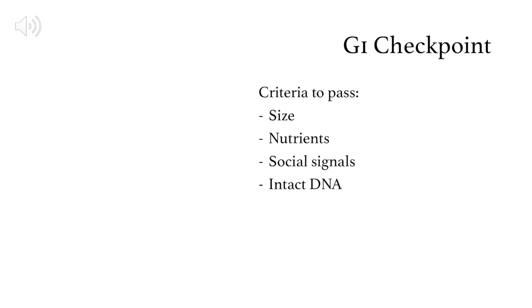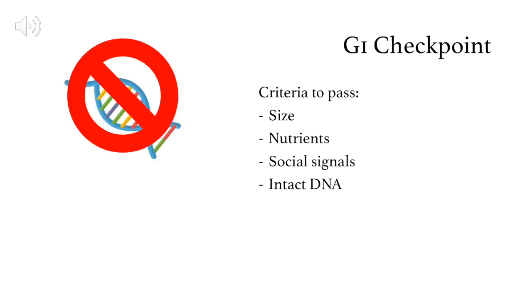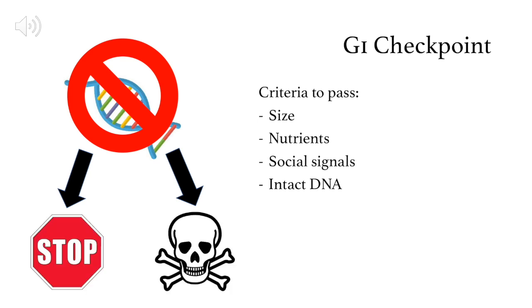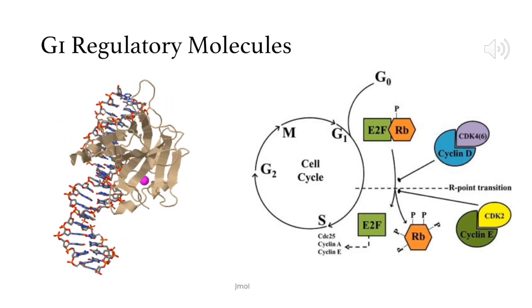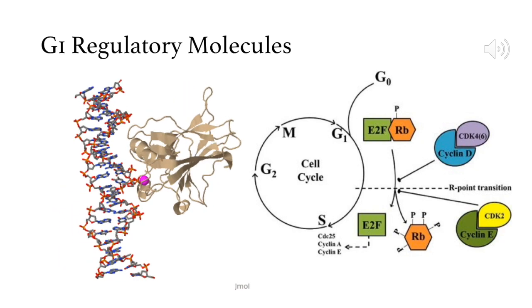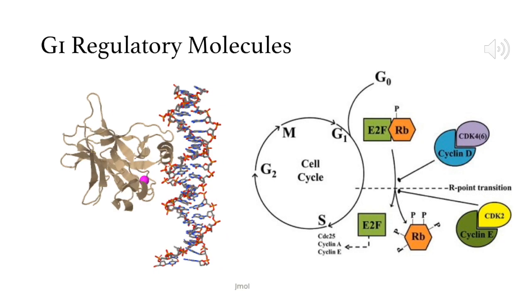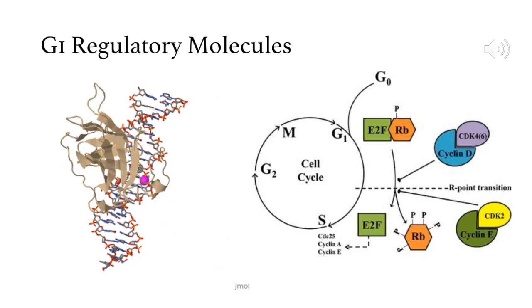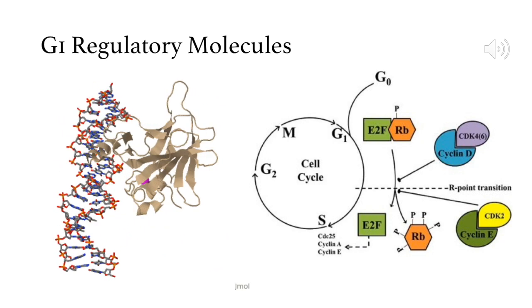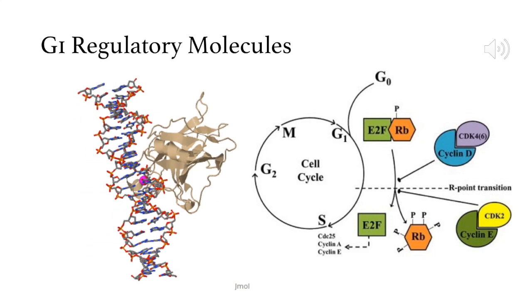And lastly, the DNA must be undamaged. Damage in a cell's DNA at the G1 checkpoint will put cell division on pause or trigger apoptosis, an organized death of the cell. Let's look into some of the regulatory molecules involved in the G1 checkpoint. P53 protein, on the left, acts as a braking mechanism in case of DNA damage and is responsible for the resulting pause or apoptosis previously mentioned.